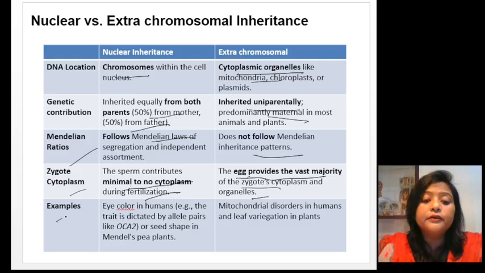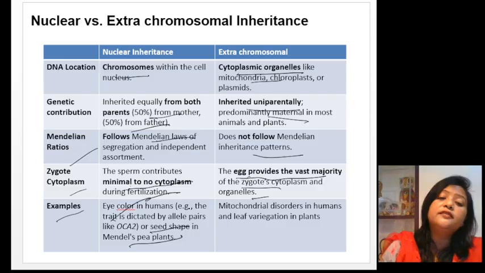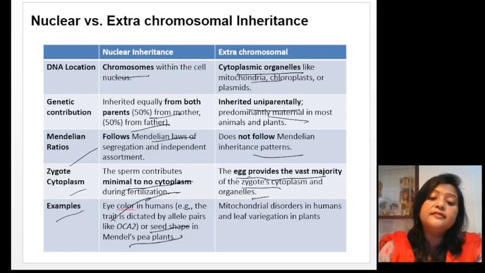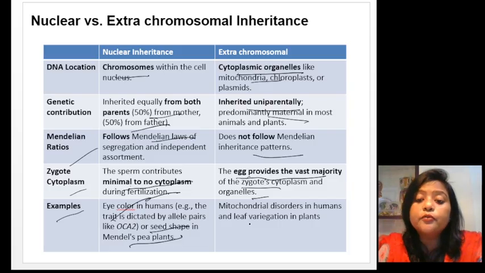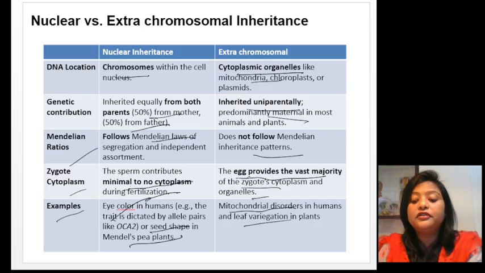So what are the examples? For nuclear inheritance, examples are eye color in humans and seed shape in Mendel's pea plants. We have seen the dihybrid cross, remember. I already have a class dedicated to this, so please go through my plant genetics class. For extrachromosomal inheritance, examples are mitochondrial disorders in humans and leaf variegation in plants.